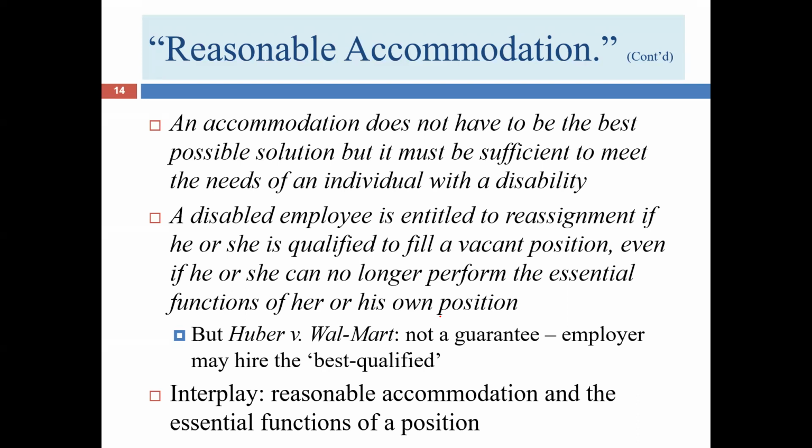But there are some cases that indicate, and I gave an example here with Huber, that the employer can still use the best qualified standard, and that may mean that the non-disabled person jumps ahead of the disabled person in line. And the disabled person may just be out of luck and be unemployed at that point. Again, before you apply the Huber idea, you're going to want to make sure that this is the current state of the law in your particular jurisdiction.